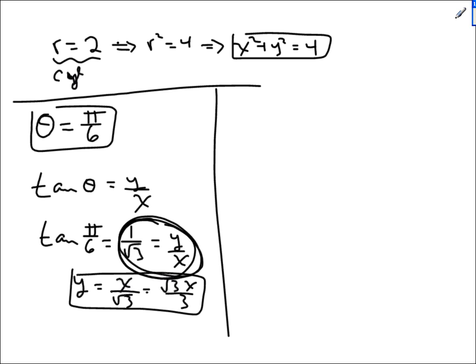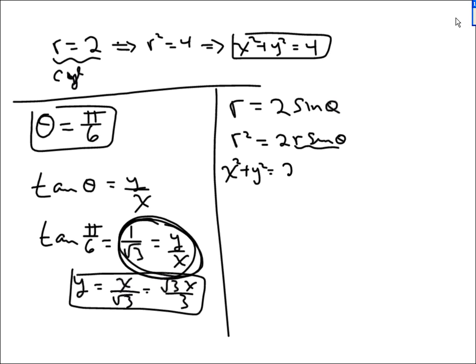Okay. If you were given this in cylindrical form, I'd multiply both sides by r. Left side will be r squared. The right side will be 2r sine theta. But I know r squared is x squared plus y squared, and r sine theta is y. There it is. You can complete the square in it because it is a circle, but that's fine.